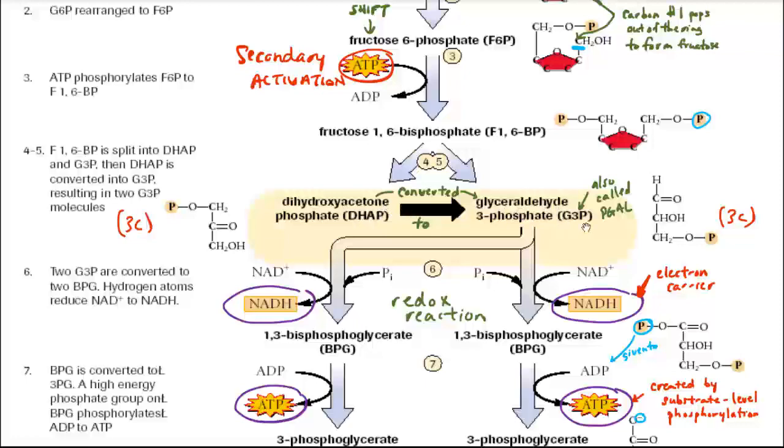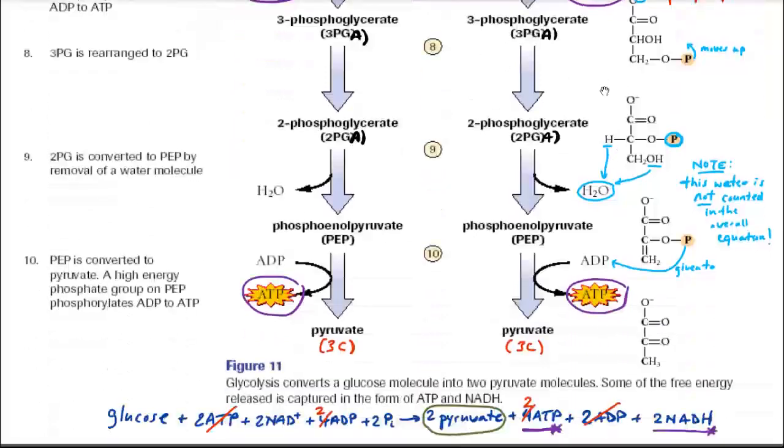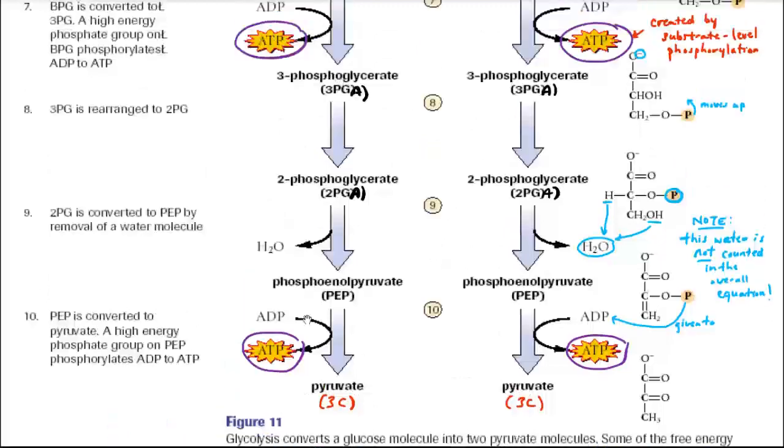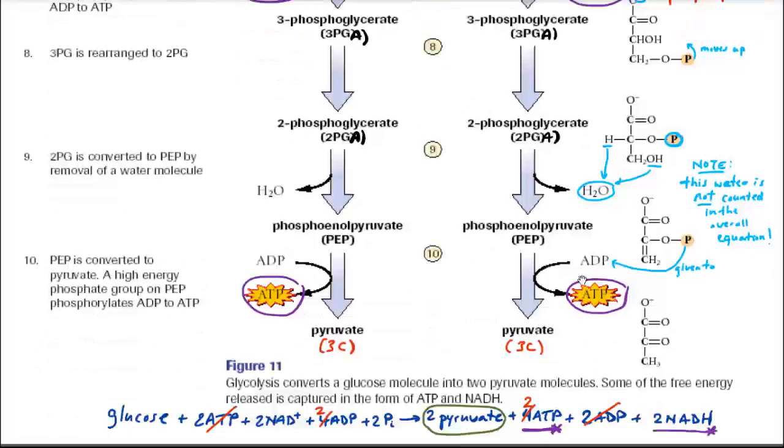This guy gets converted to G3P, steals some electrons, makes some ATP, shifts, makes some ATP. I end up with pyruvate. And again, I've done that twice. So if you look, you have created 4 ATPs. You end up with 2 pyruvates and 2 NADHs. You need to know those major things coming out of this.